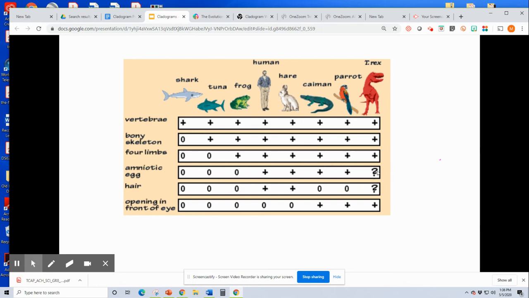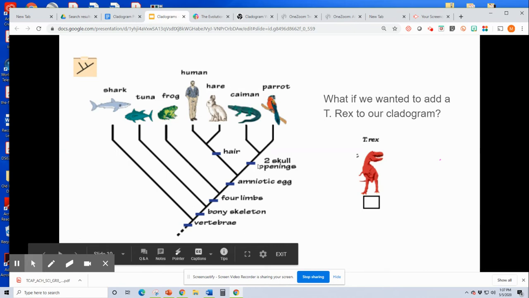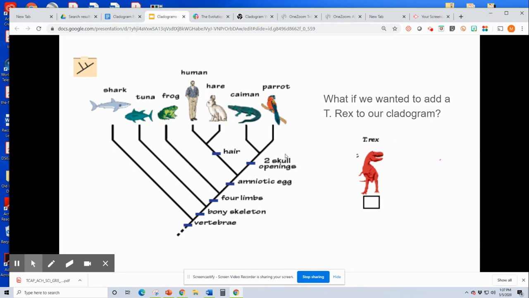Now you notice they even put a little question mark there. Well, I don't know if the T-Rex had an amniotic egg, not completely sure, but this is interesting. It says opening in front of eye. That means it does have two openings in the skull. And I want you to look. So if he has two openings in the skull, we know he does because we have found the fossilized remains. We know that's a more recent evolutionary development. We know he has to end up here somewhere with the caiman and the parrot.